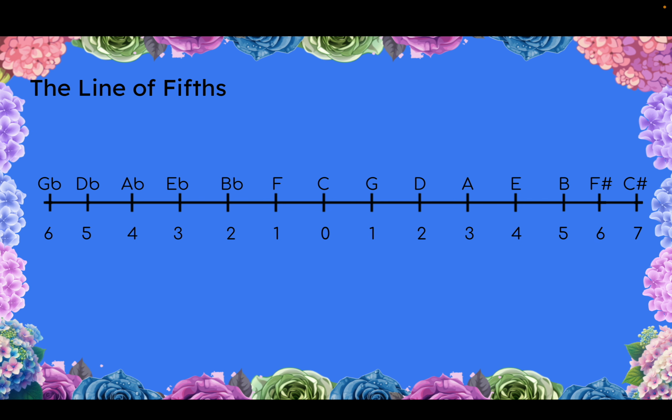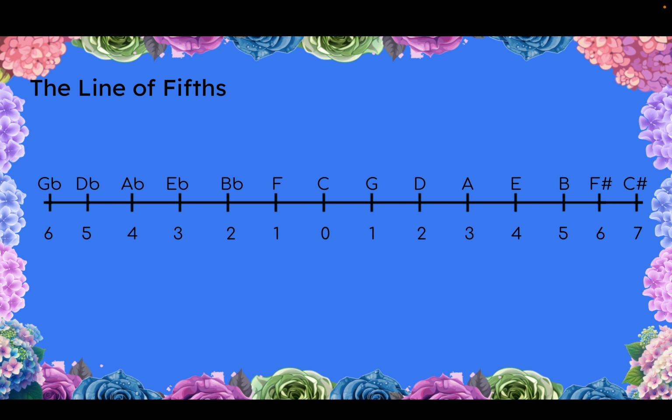And so basically, we have the line of fifths. The line of fifths is just the circle of fifths. It's the same thing, but I think it's easier when you visualize it as a line first before you turn it into a whole circle, because the circle of fifths is quite hard to visualize. I have the circle of fifths on the next slide. But anyway, the line of fifths.